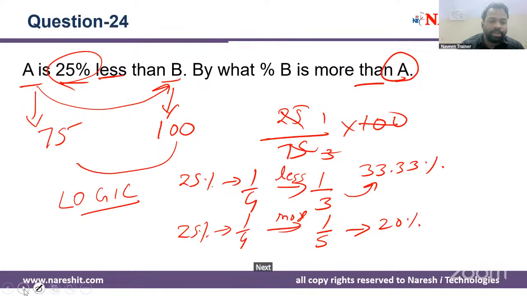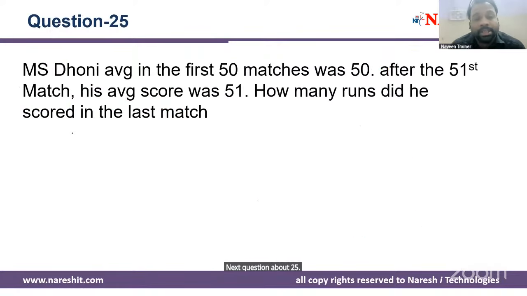Next, question number 25. MS Dhoni's average in the first 50 matches was 50. After the 51st match, his average score was 51. How many runs did he score in the last match? Okay, now see the question properly, guys.